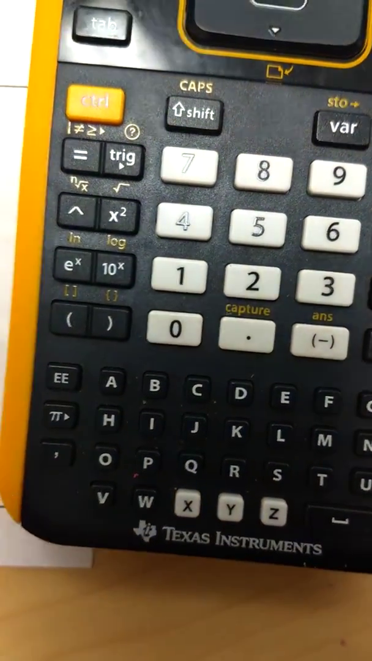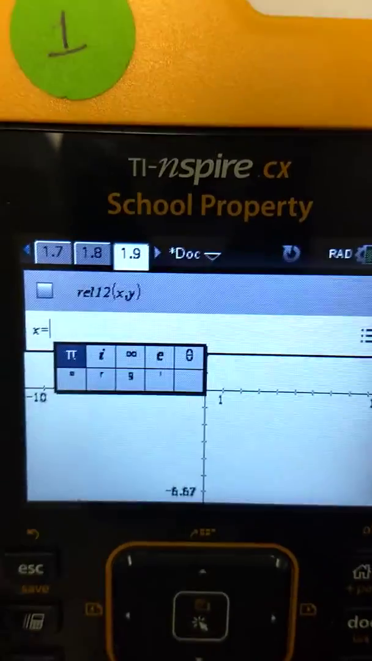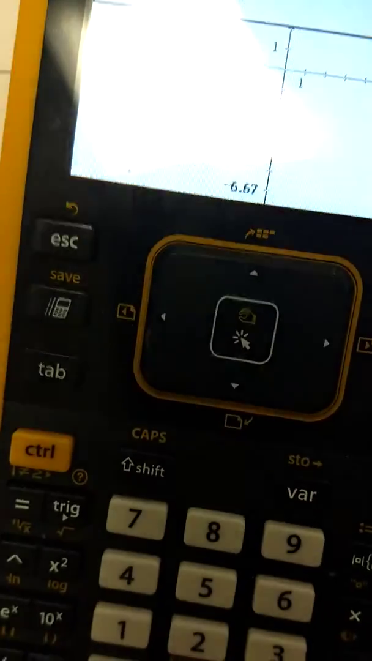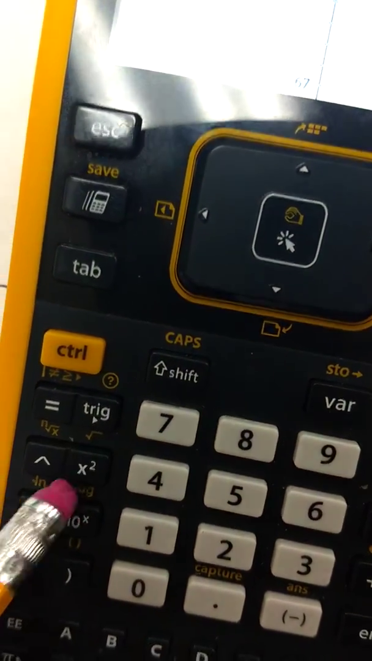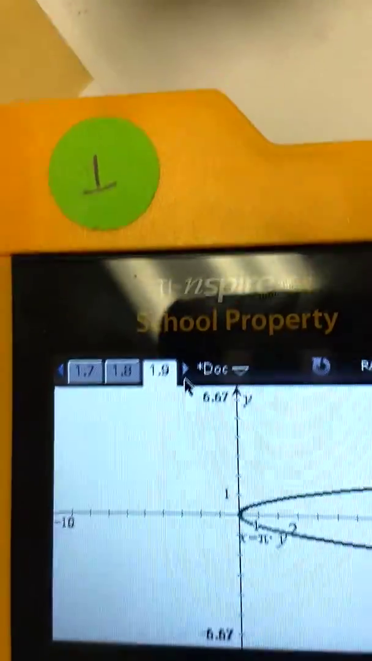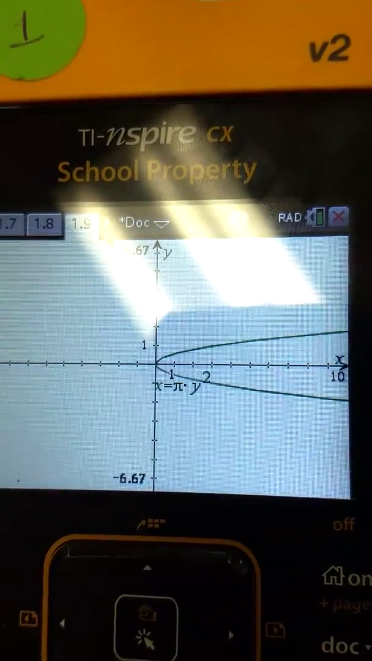Now, in order to get pi, I'm here at this one. Literally, press the pi button. This will pop up on the screen. Press enter, and then I'm going to put my y, and then the squared is this button. Squared. Enter. Oh my gosh, it's a parabola.